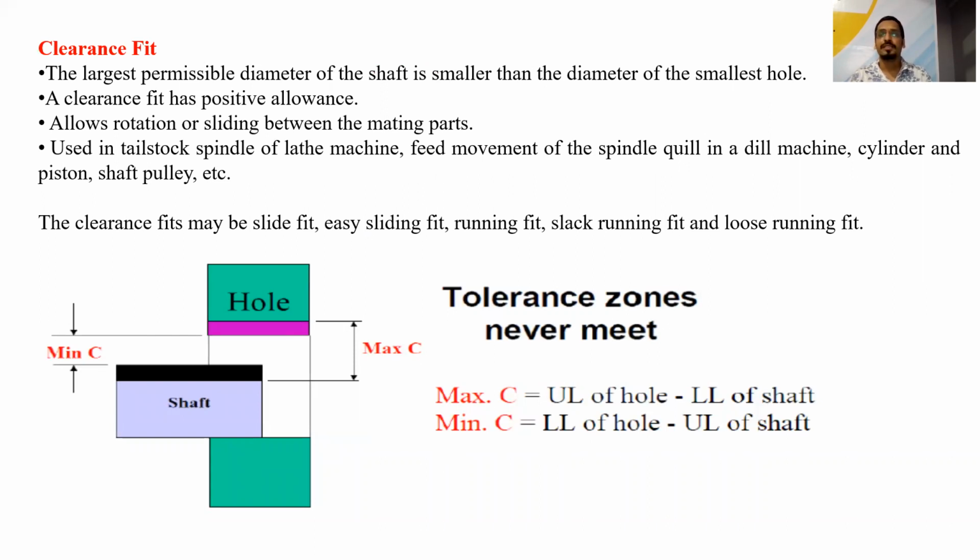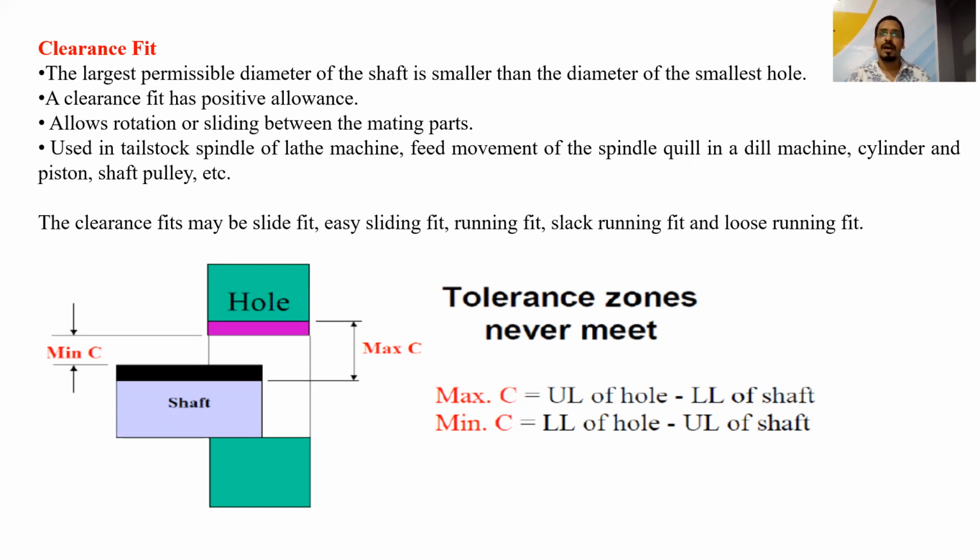The clearance fit exists when the largest permissible diameter of the hole, it means the upper limit of the hole, the largest permissible diameter of the shaft, that is the upper limit of the shaft, is smaller than the diameter of the smallest hole, it means the lower limit of the hole. Clearance fit always exists when the upper limit of the shaft is smaller than the lower limit of the hole.